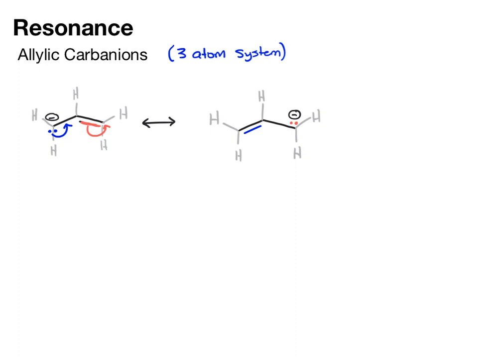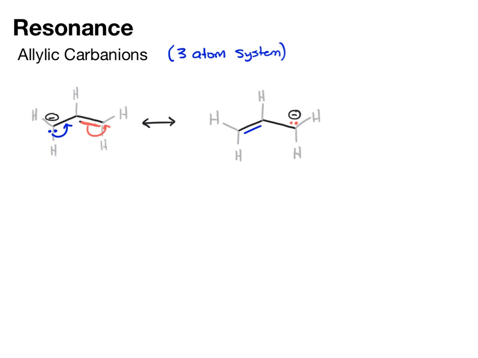So with lone pairs and pi bonds, they can't go far. So this lone pair is still part of this carbon. It's now just shared with its neighbor. This pi bond is still part of this carbon. Right now it's shared between the two, but it leaves the carbon in the middle and goes onto the carbon on the right as a new lone pair.